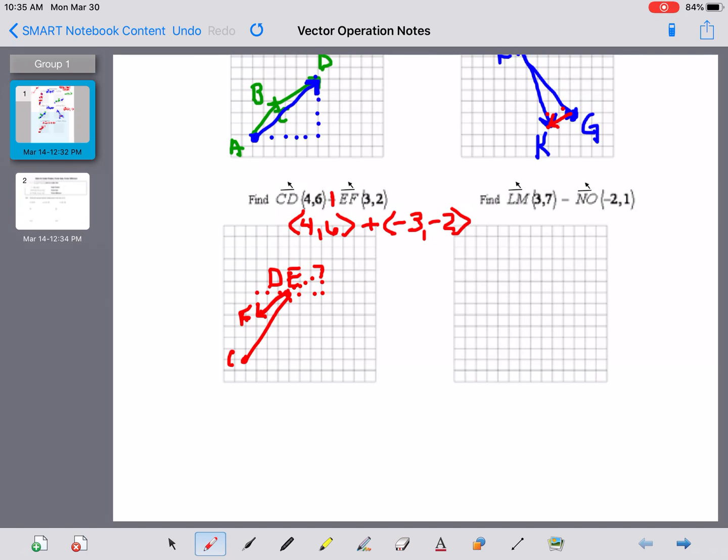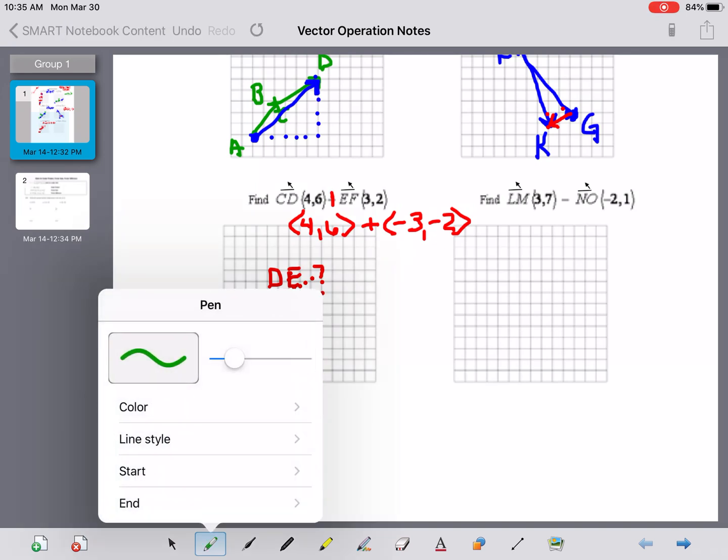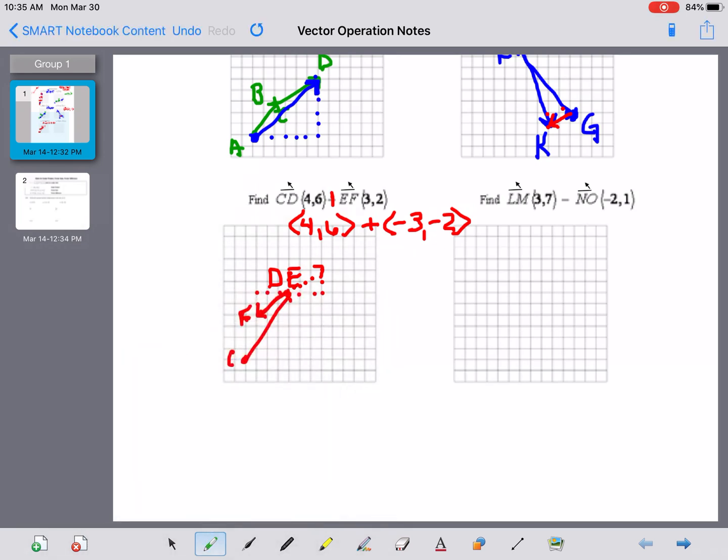Okay, so my resultant vector here, let me change colors, is going to go from C to my ending point of F. So my resulting vector is CF, and I started and I went to the right 1, and I went up 1, 2, 3, 4. So my resultant vector is 1, 4. So let's do our last and final one on this graph, or grid, I should say.